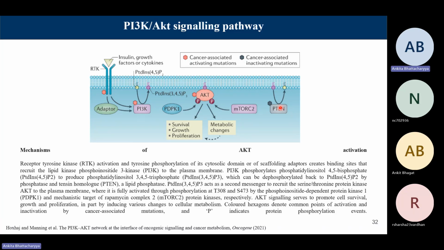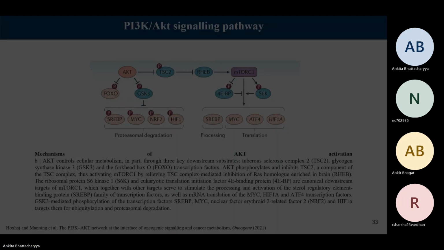Then PIP3 acts as a second messenger and recruits the serine threonine protein kinase AKT to the plasma membrane, where it gets phosphorylated and activated. AKT signaling promotes cell survival, cell growth, proliferation, and it is a consequence of several metabolic changes as well.